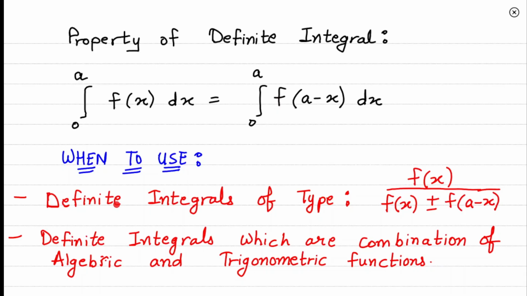You can use this property for the definite integrals which are of the type f of x divided by f of x plus or minus f of a minus x. That means one hint that you can see is the f of x in the numerator and denominator should be same, and in addition or subtraction there should be f of a minus x. That's case number one. Case number two is you use it when there are definite integrals which are combination of algebraic and trigonometric functions. Okay, so in those two cases you can actually use that definite integral property and it will make your calculation simpler.